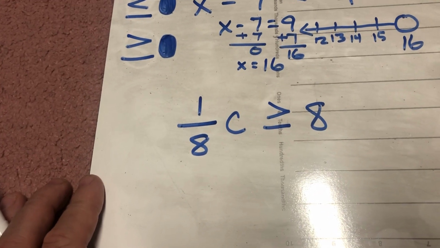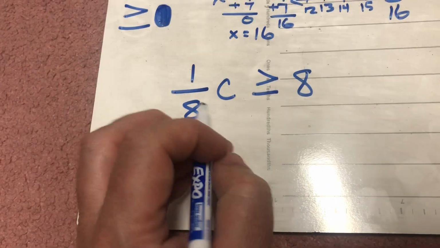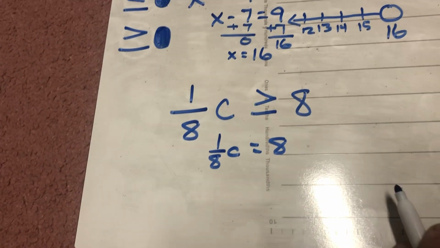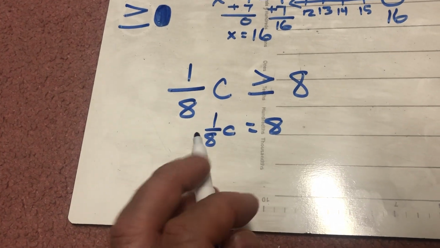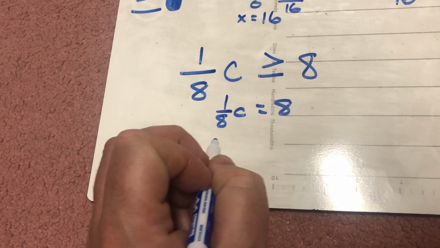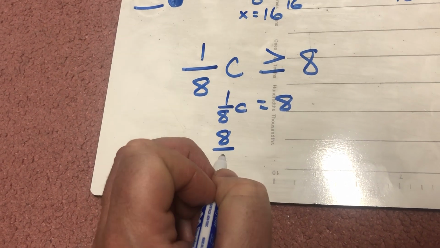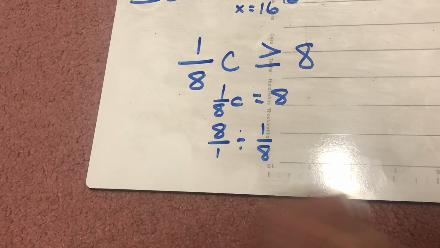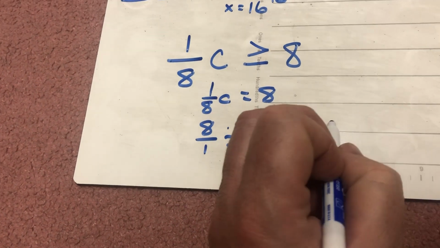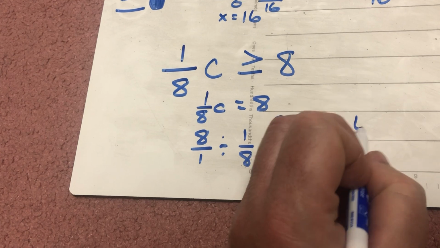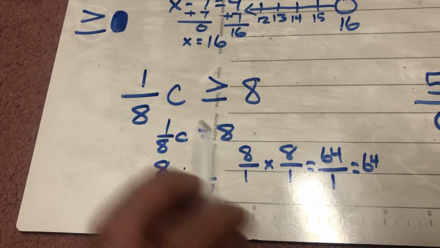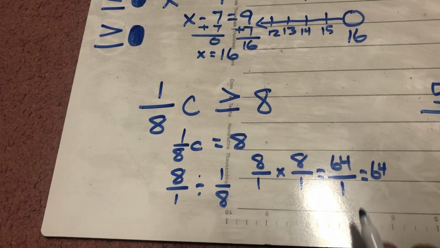1/8 c is greater than or equal to 8. Well, we're going to set up an equation. 1/8 c is equal to 8. All right, so that leaves me with dividing both sides by 1 over 8, because that's a multiplication problem. So it's going to be 8 over 1 divided by 1 over 8, which is essentially 8 over 1 times 8 over 1, which equals 64 over 1, or 64, which means c is equal to 64.